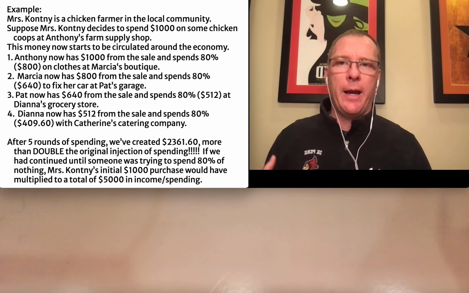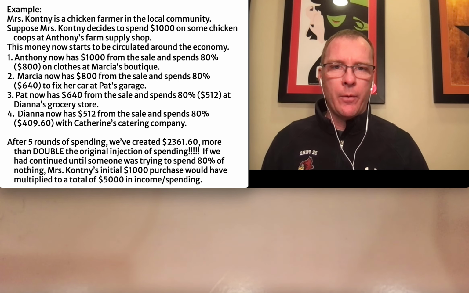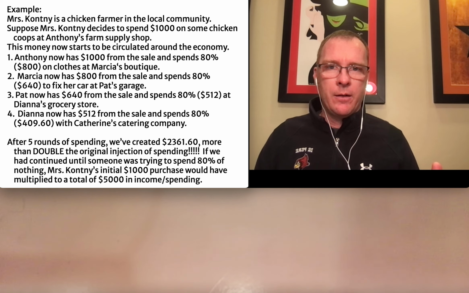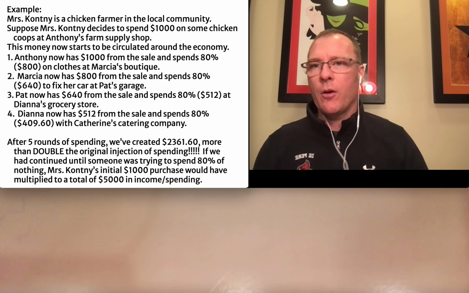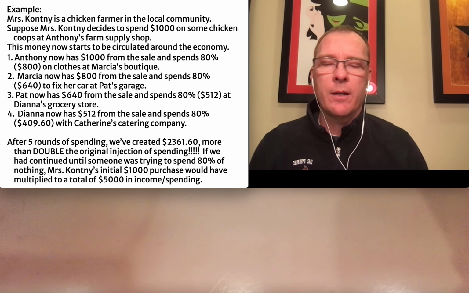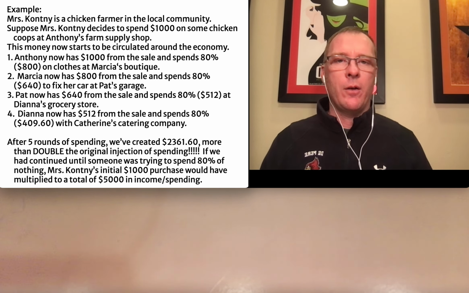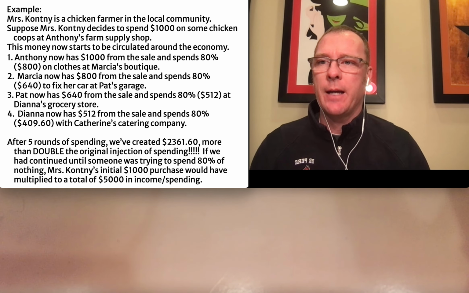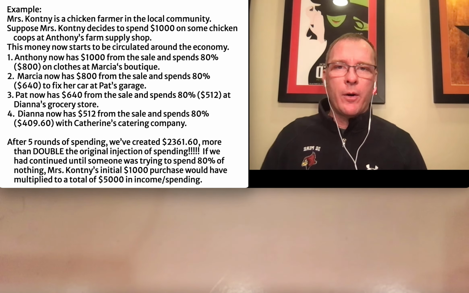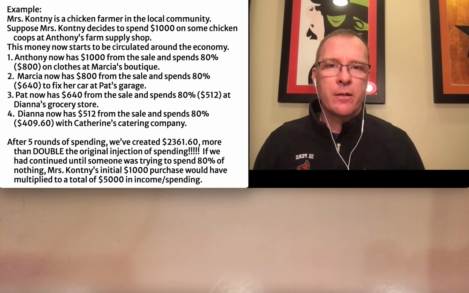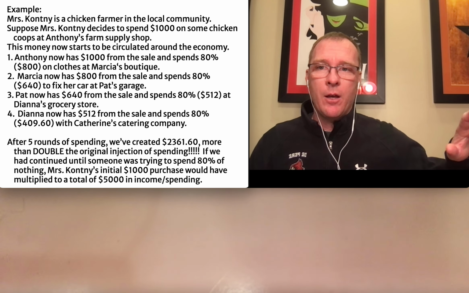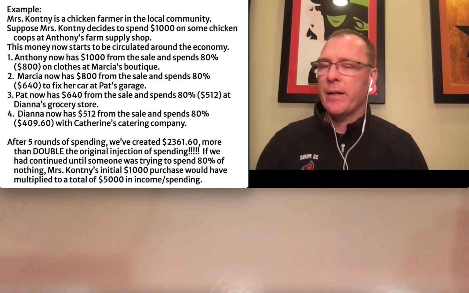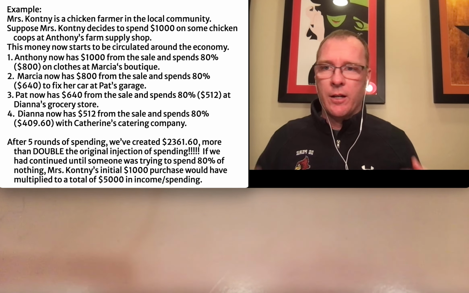When that money comes into Anthony, he's now going to do something with it. He's going to save a portion of it, 20%, but then he's going to take 80% of it and go spend it. So he goes to Marsha's boutique because he needs to buy a new prom dress for his daughter. So he's going to spend $800 on a dress. Wow, what a great dad. Now Marsha, at her boutique, has $800. She's going to take 20% of that and save it, but then she's going to take $640 because she needs something fixed on her car. So she goes to Pat's Garage, and Pat's Garage gets that $640.